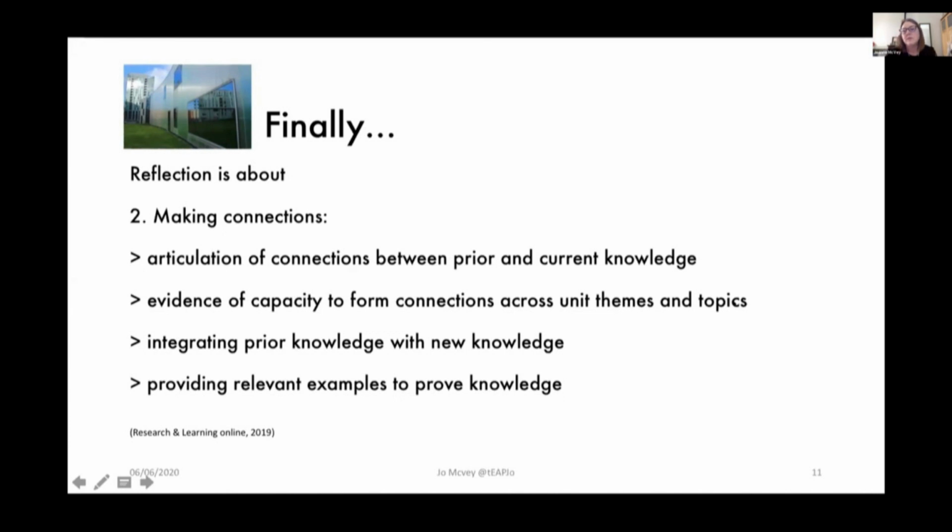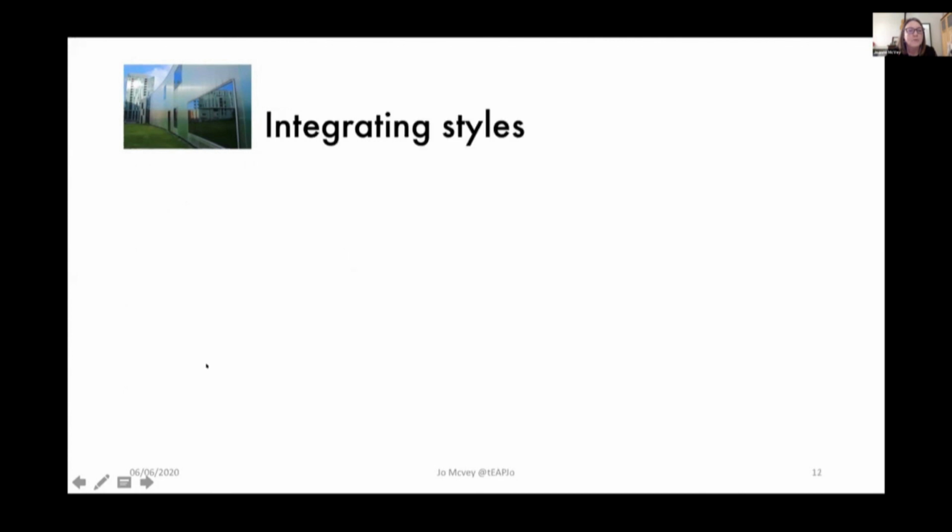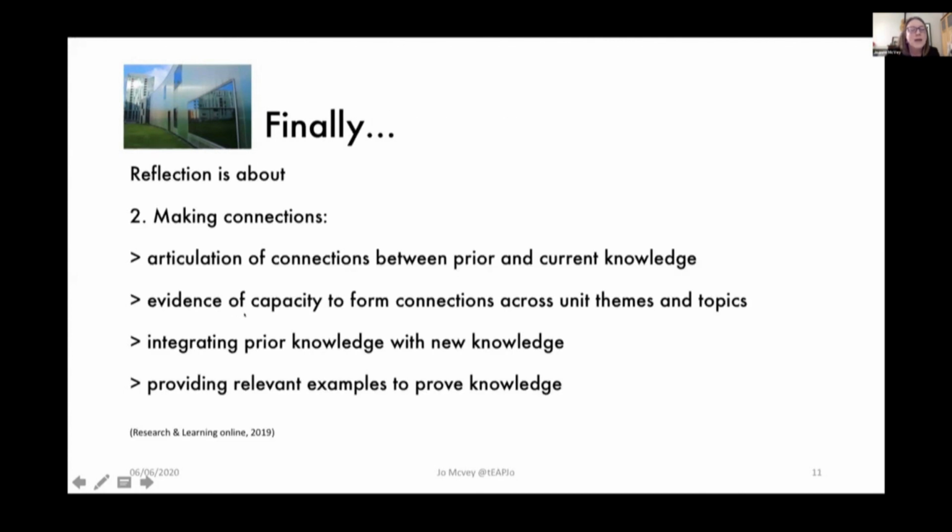Connections between themes and topics. And again, this is very similar to the earlier one, but integrating prior knowledge. So bringing it all together, and providing relevant examples to prove that knowledge. You could do a bit of referencing here, some examples even, but you've got to be careful because reflection isn't really about that style of heavily referenced writing. You might want to put in a quotation or something else.